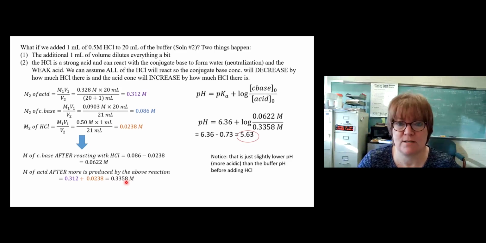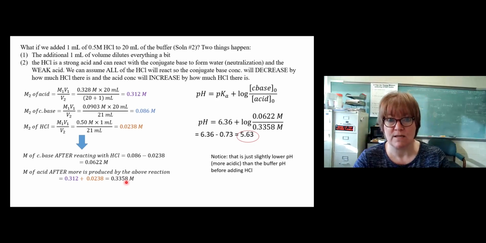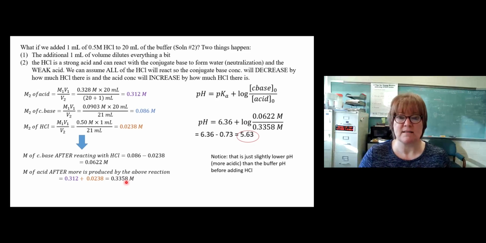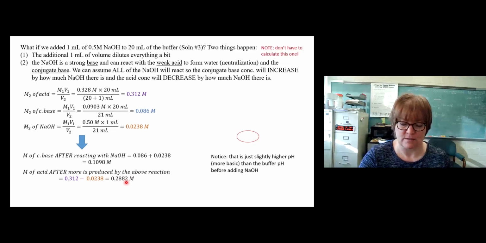And I get 5.63. Note that 5.63 is really close to 5.80, but a little bit lower, meaning more acidic, which makes sense. One, when I add strong acid, it should get more acidic. Two, a buffer system is designed to resist changes in pH. So I don't expect it to go drastically more acidic, but a little bit more acidic. So that's exactly what happened.